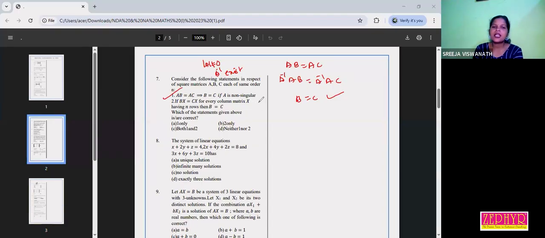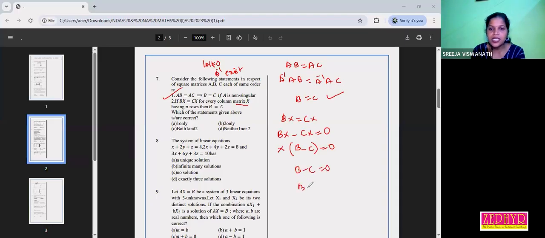Now what about the second statement? Bx is equal to Cx for every column matrix X. Since X is a column matrix, Bx minus Cx is equal to 0, right? Take X outside, that is X into (B minus C) equal to 0. Since X is a column matrix, X can never be equal to 0. Then B minus C equals 0, that is B equal to C.